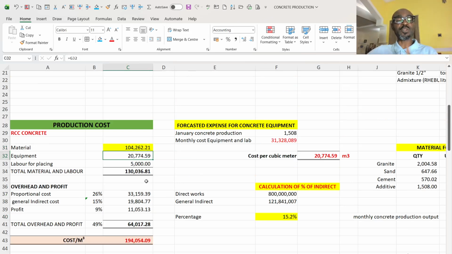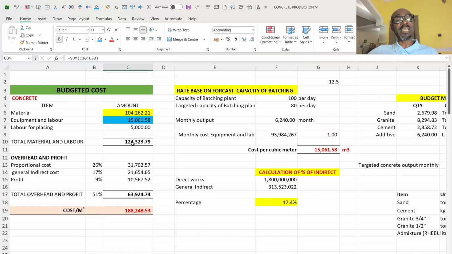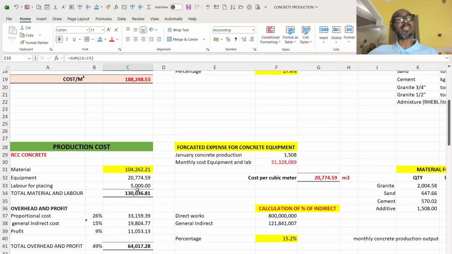And of course, I've shown us how I came about the equipment, and the labor is constant because it doesn't change. So my total cost for material is 130,000 as against 124,000, which means it has already indicated that I am in the red. I'm already losing money.